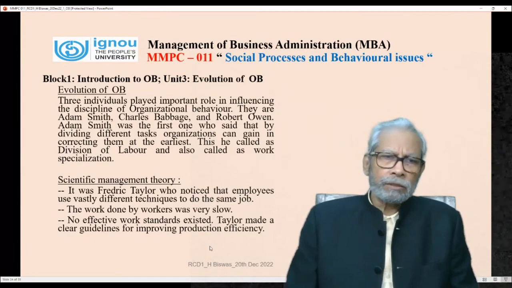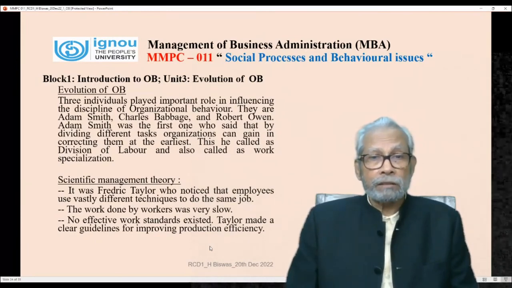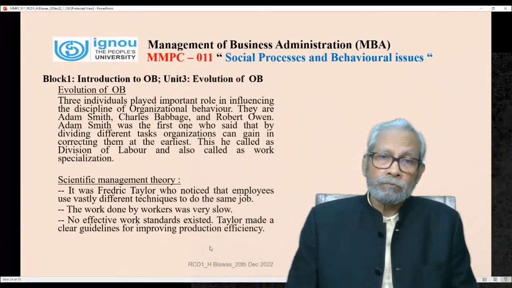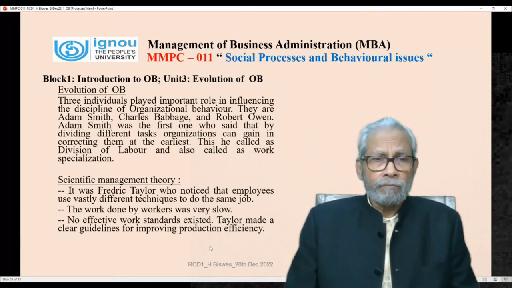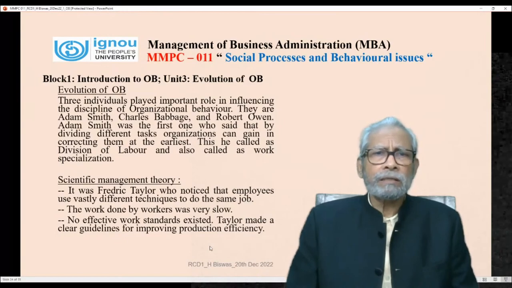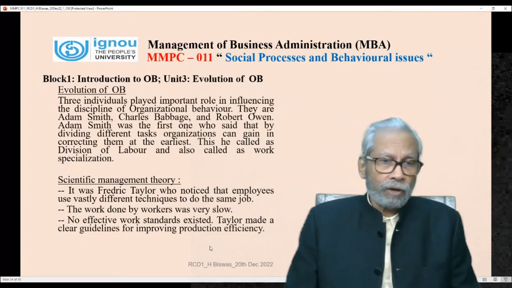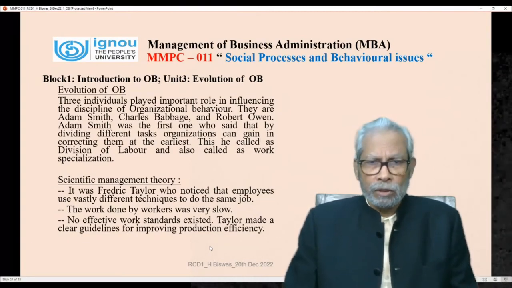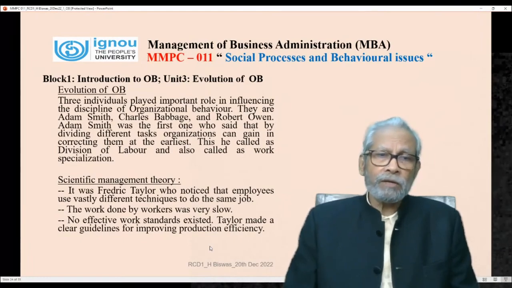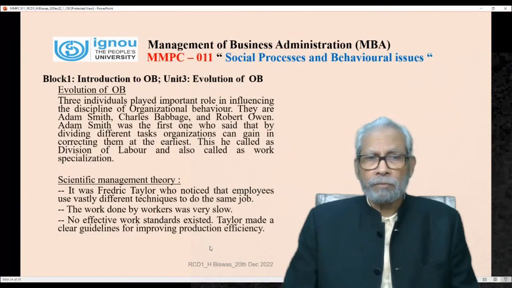Now, in this case, it was Frederick Taylor who noticed that employees use vastly different techniques to do the same job. Repetitive work they are doing. That means their work effort, that efficiency, somehow there is leakage, means repetitive work. They are doing their best. So the work done by the workers was very slow. That's also been observed. It means the efficiency is declining. So no effective work standards exist. At that time there were no effective standards.